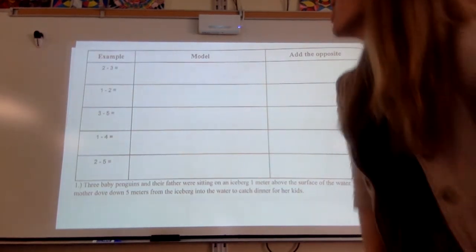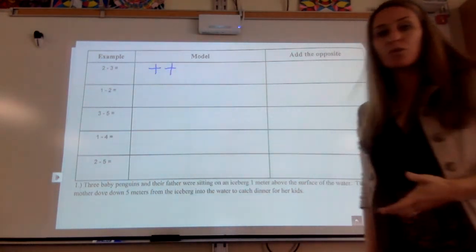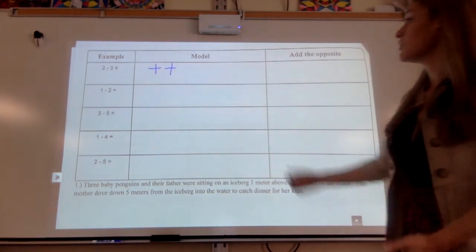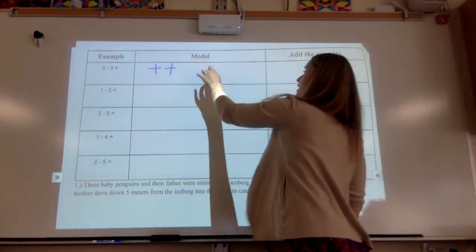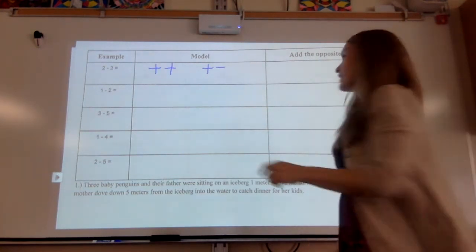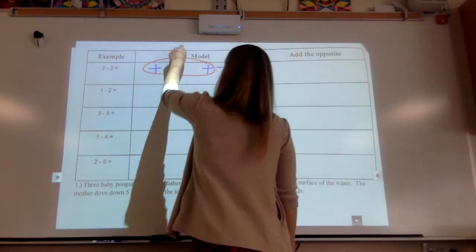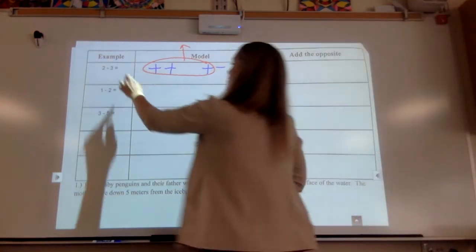So if I start with 2, again, I'm going to start with my models. I've got 2, and I want to take away 3. Now that 3 is positive. Well, I can almost take away 3, right? I don't have quite enough. So again, I got to bring in that 0 pair. Now can I take away 3? Sure we can. Circle that 3, take it away. What's left? I've got a negative 1 left.